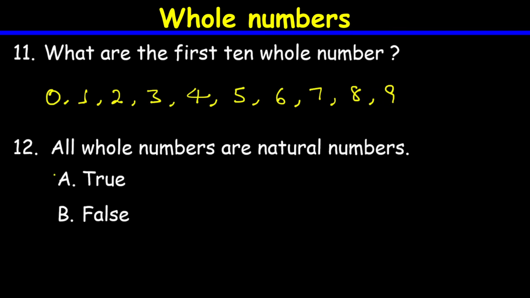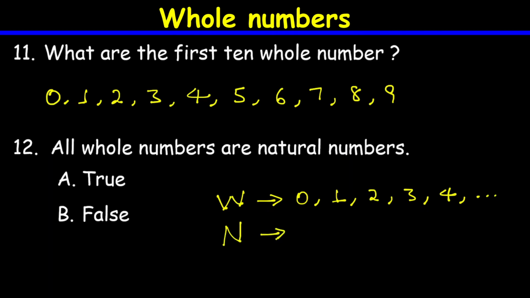Question number 12. All whole numbers are natural numbers. A. True. B. False. Whole numbers are 0, 1, 2, 3, 4, and so on. But natural numbers are 1, 2, 3, 4, and so on. As you can see, whole numbers include 0, but natural numbers do not include 0.